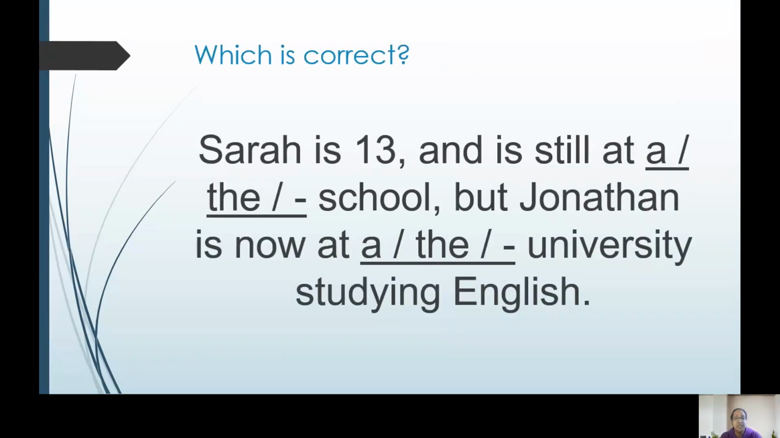Here, which is correct? Sarah is 13 and is still at a school, the school, or just school. But Jonathan is now at a, the, or zero article, university studying English. Yes, it's the zero article in both cases. We're talking about school and university for the purpose of studying that they were built for.